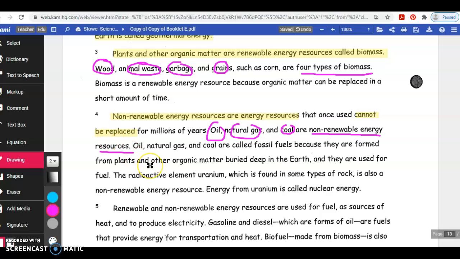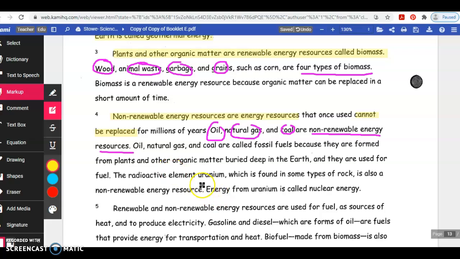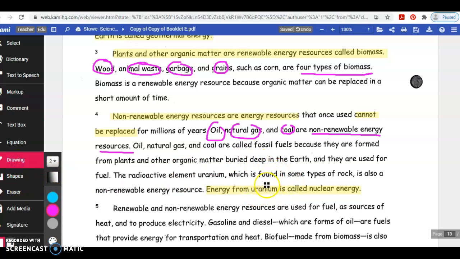Now, nuclear energy, using your highlighter, I want you to highlight uranium. Energy from uranium is called nuclear energy. Okay, and uranium is a type of rock.